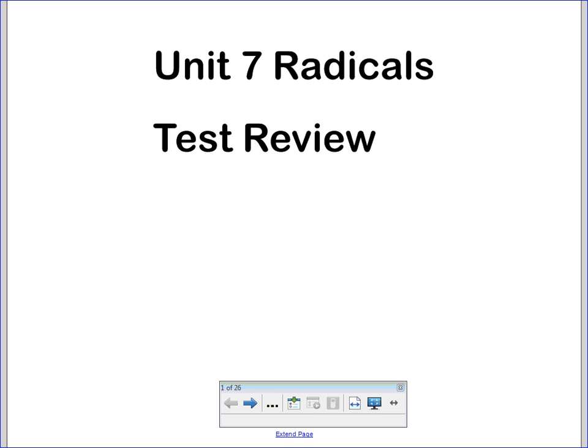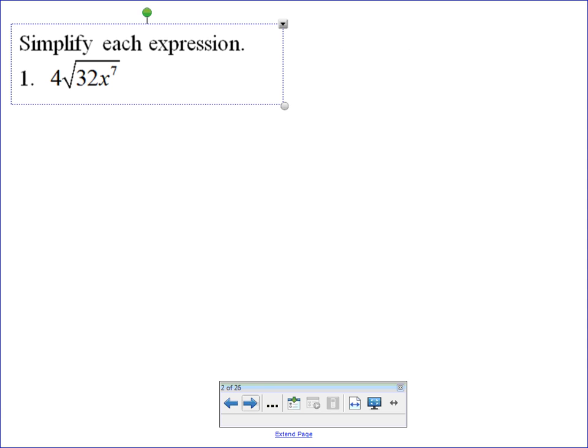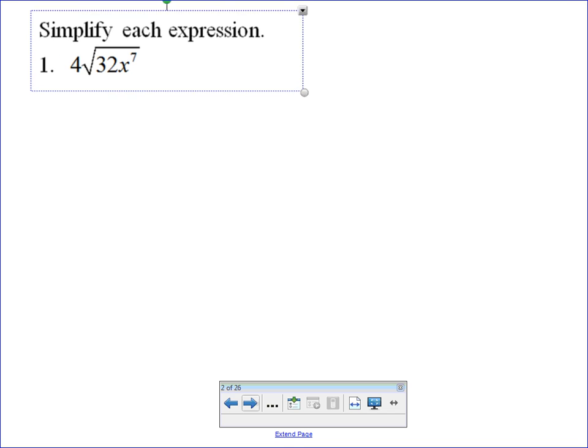All right, welcome to the Unit 7 test review on radicals, imaginary numbers, solving radicals. I'm going to go through the review pretty quickly. There's 25 problems, so let's get right into it. The first problem says simplify each expression and the instructions for the first one.